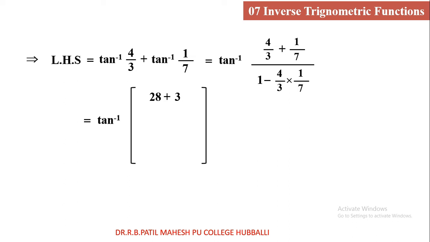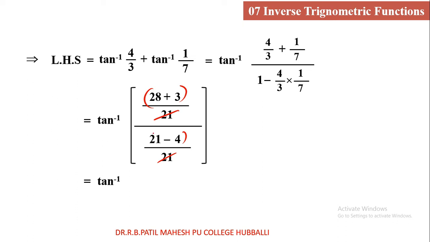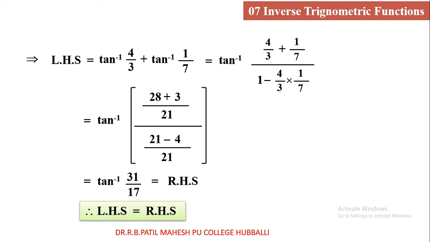divided by LCM of 3 and 7, 21, divided by 1 minus 4 upon 21 will be simplification, 21 upon the simplification of the denominator is 21 minus 4 divided by 21 and 21 gets cancelled, so that tan inverse of 28 plus 3, 21 and 21 gets cancelled, 28 plus 3 is 31, 21 minus 4 is 17, so that 31 upon 17 will be the final, and this is our required RHS. Hence we proved LHS is equal to RHS.